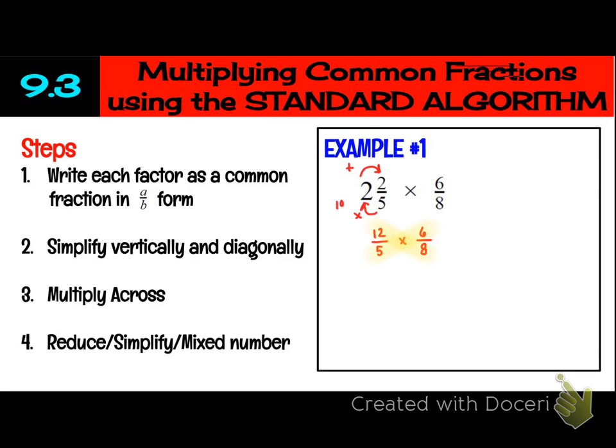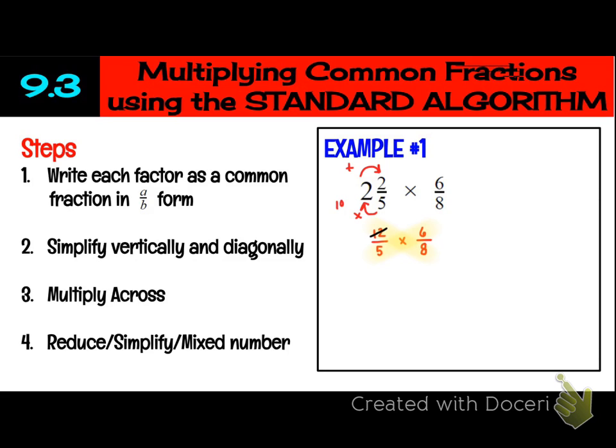So I think about 12 and 8, and I know that they're both even, so 2 goes into both of them. But I also notice that 4 goes into both of them. You want to try to find the greatest common factor that goes into both numbers. If you don't, you can still simplify. You can continue simplifying off what you have simplified, but it's best to try and start with the greatest common factor. So 4 goes into both 12 and 8.